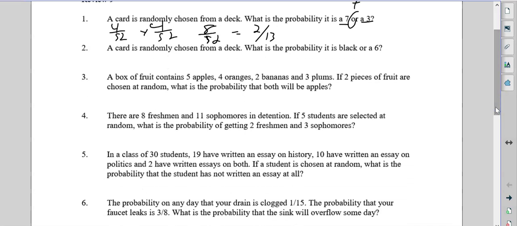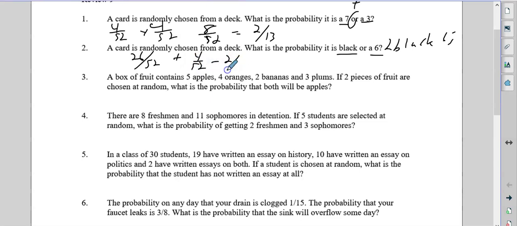Now, number 2, what's the probability of getting a black or a 6? Well, you have to remember there are 2 black 6s: a 6 of spades and a 6 of clubs. Since they're redundant, we're going to have to take those out. The black cards are 26 out of 52, and then we add the 6s, 4 of those out of 52, that's 30 cards. But we have to remember that 2 of them are redundant, because there are 2 black 6s and we'd be counting them twice. So we end up with 28 out of 52, which reduces to 7 out of 13.